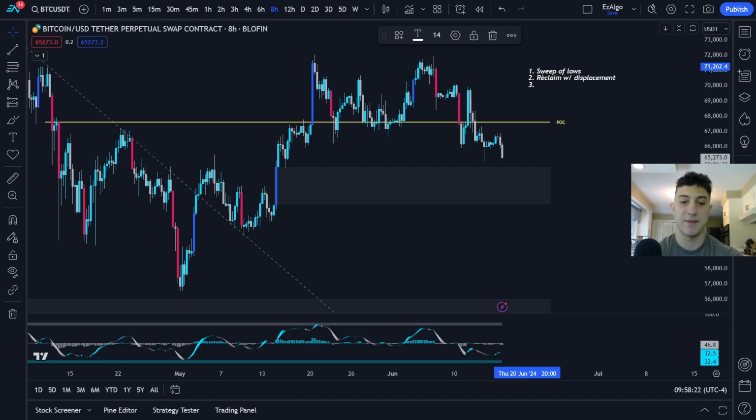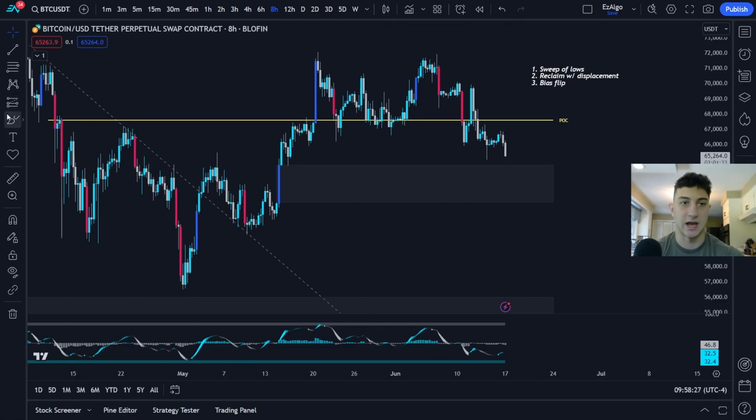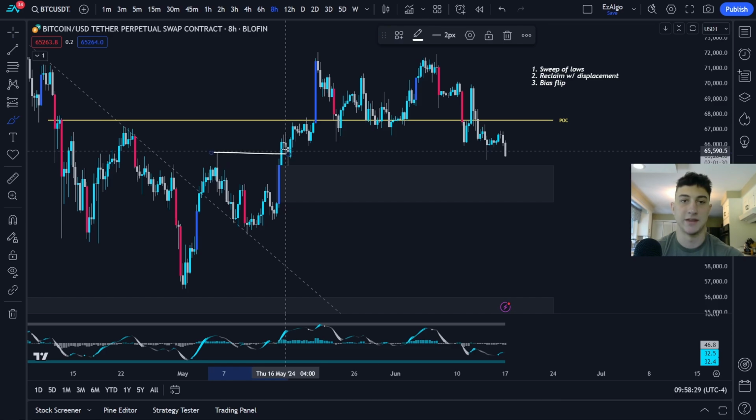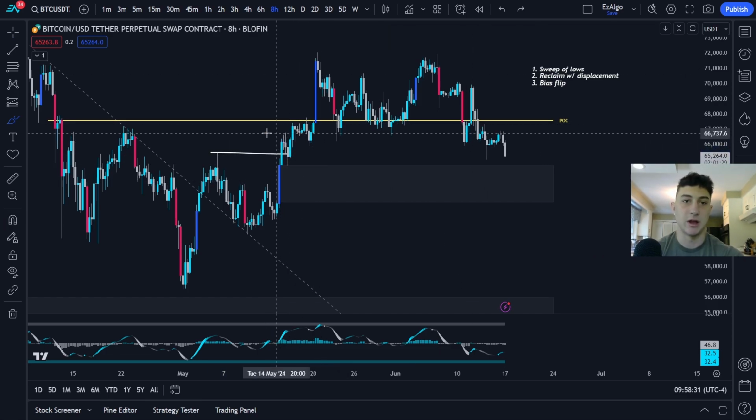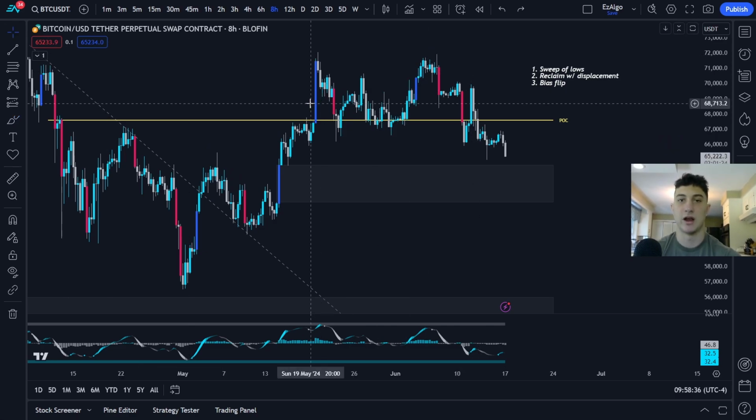and then we want to see a bias flip. A bias flip, again, is just a market structure shift to the upside, which we see right here. At this point, longs are valid. And we also have a bias flip with displacement once again. So there's no guessing involved, and that's the importance of the Market Mind indicator and why this is so great.